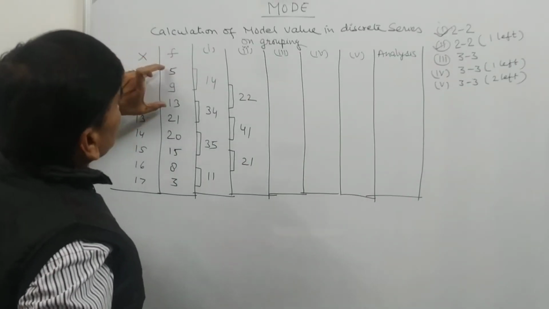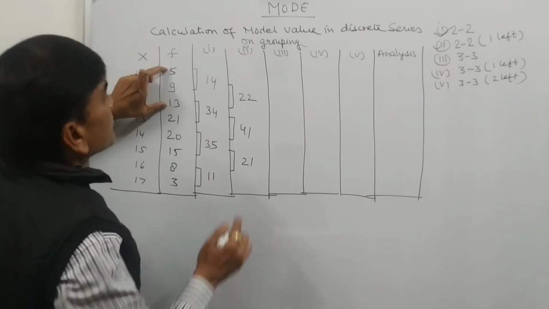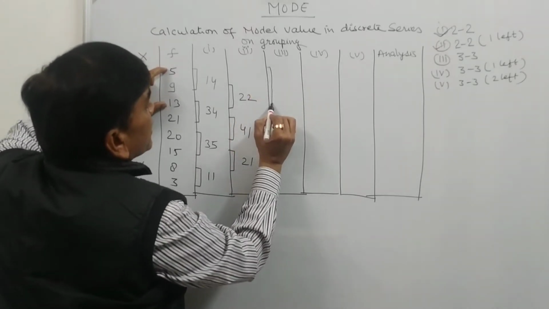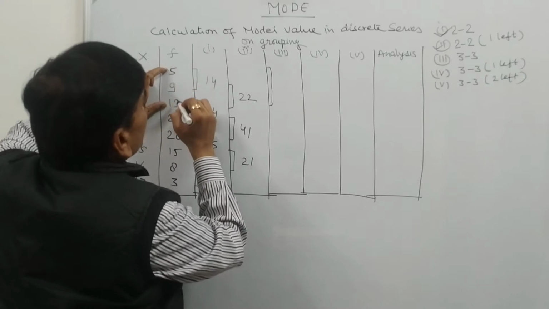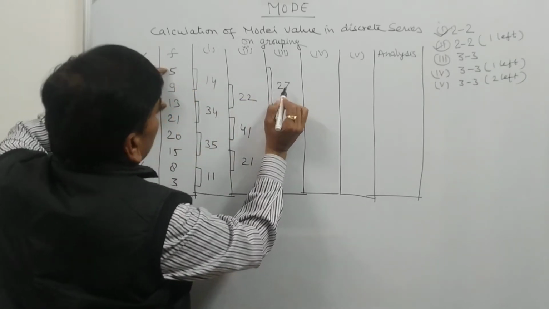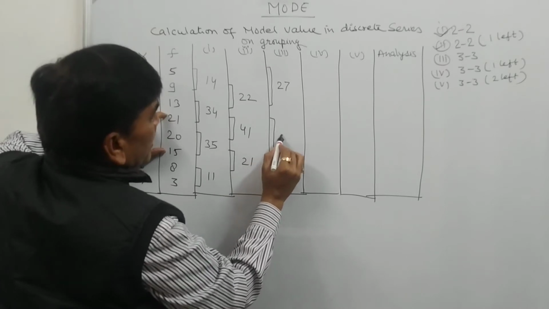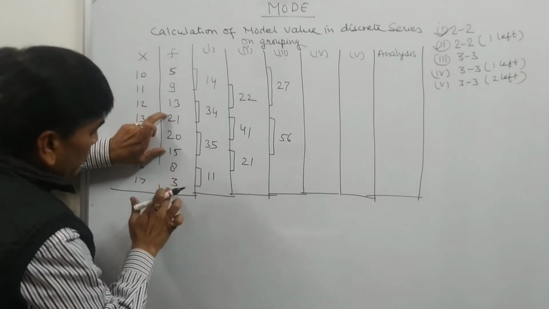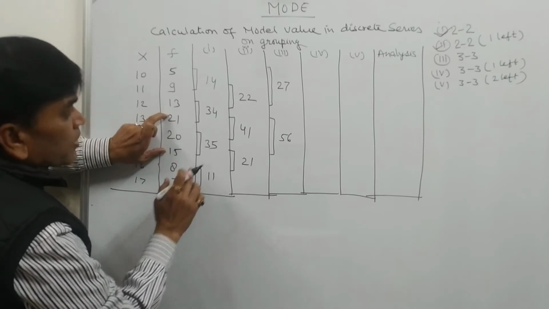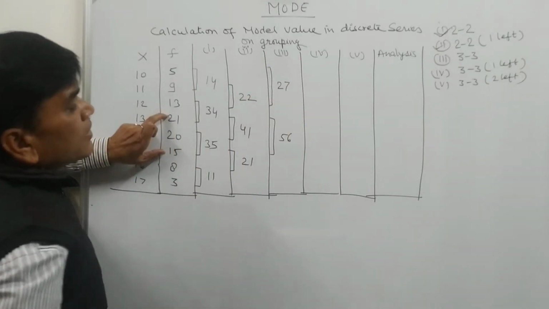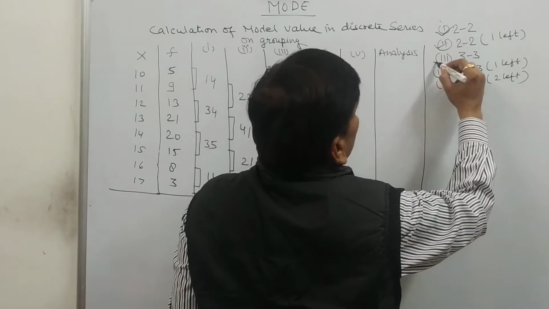Now in the third grouping we have to make groups of 3 items. So the first 3 addition is 14 and 13, 27. Next 3, that is 56. Now only 2 items are left, so we will not use them because we require 3 items here. So this grouping is also completed.